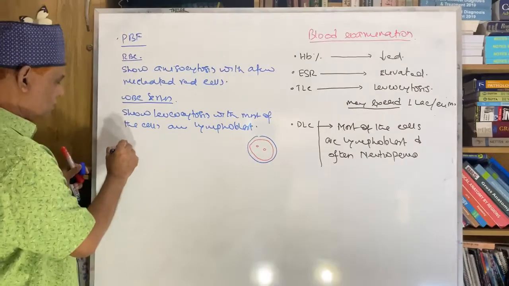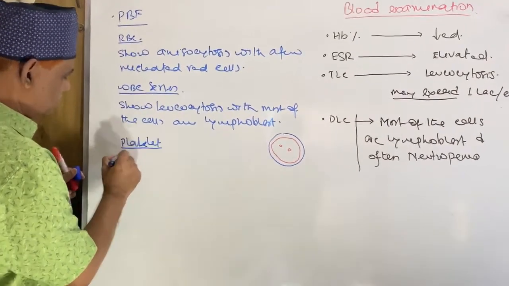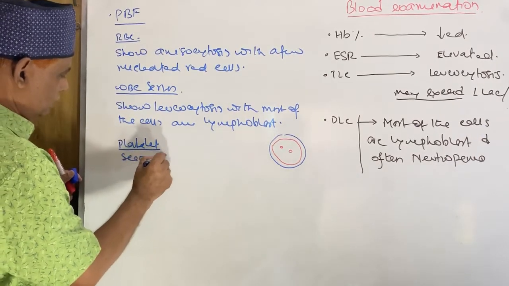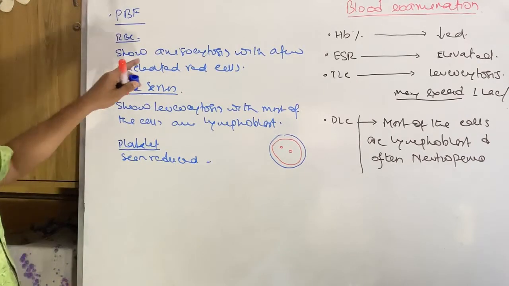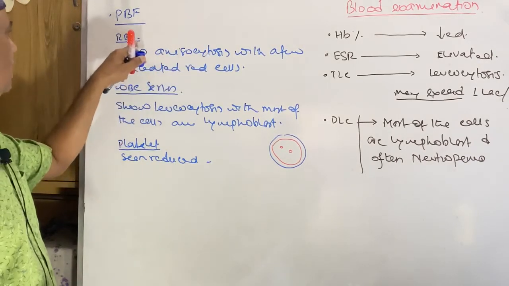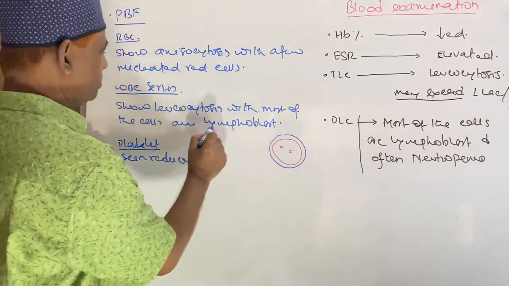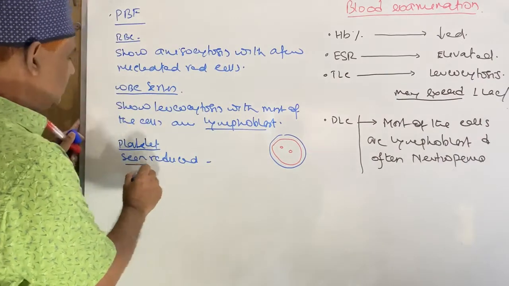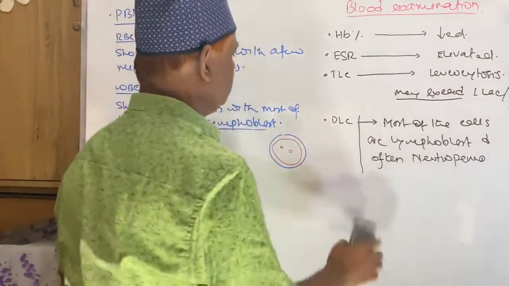Then platelets are seen reduced. So in the peripheral blood film, we show anisocytosis with a few nucleated red cells in the RBC series. In the WBC series, we will get leukocytosis, and most of the cells are lymphoblasts, and platelets are seen reduced. So these are the peripheral blood film findings of acute lymphoblastic leukemia.